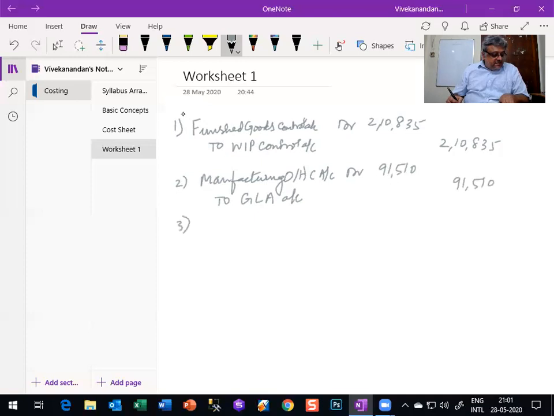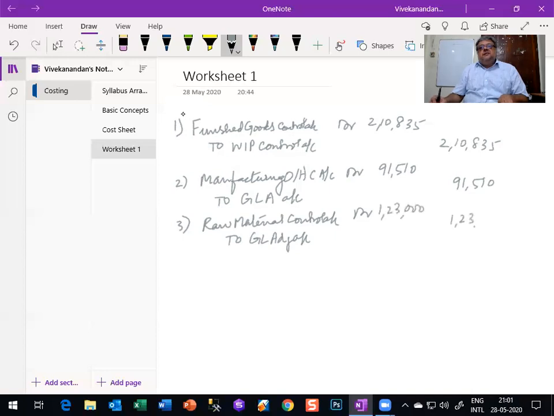So what is the next transaction? Next is raw materials purchased. What would be the journal entry? Raw material control account debit to general ledger adjustment account, 1,23,000. Right.